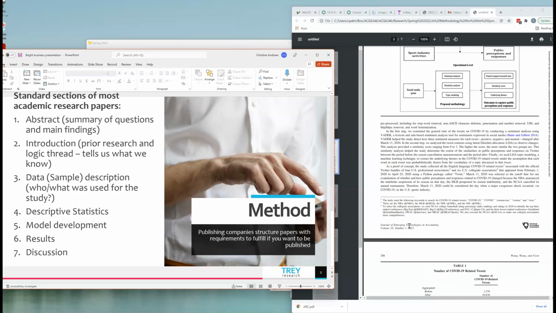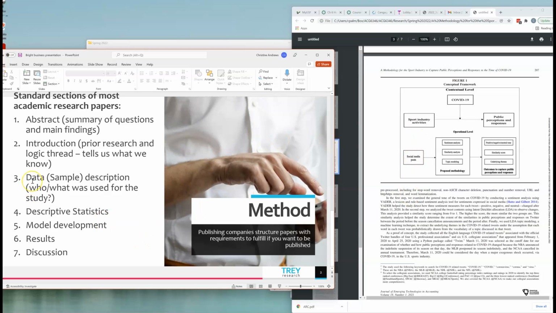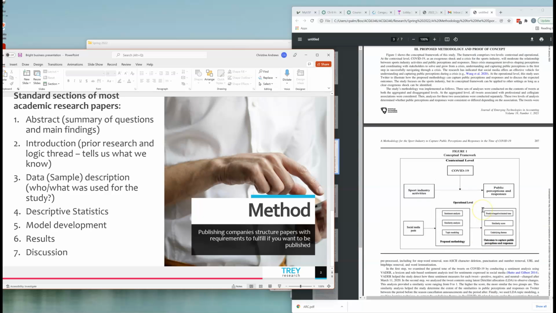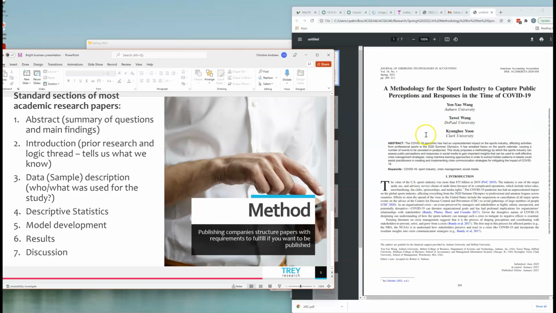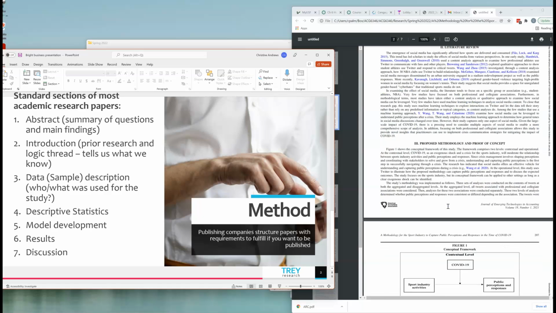So this is the model development here, and it doesn't have to be really long, but there should be a pretty accurate description of what the sample was and where it came from. The reason you're interested in that is you want to decide whether or not that sample is valid. The real question with this study is, does an analysis of tweets really tell you what the perceptions and responses are in the sports industry of COVID? Now, you might want to think, do people who are interested in sports use Twitter? Are they there? That's one of the things you'd want to think about.